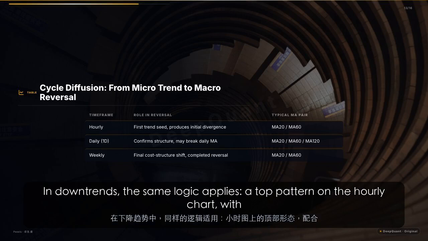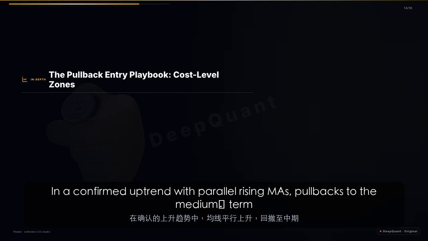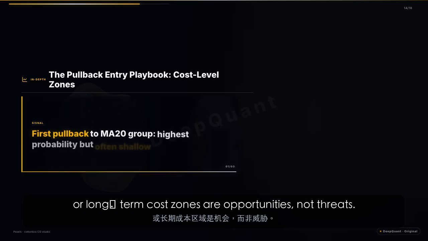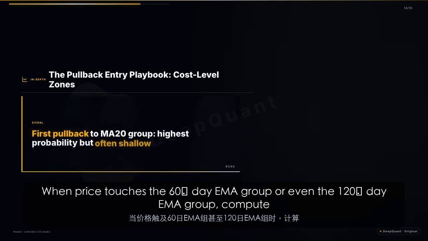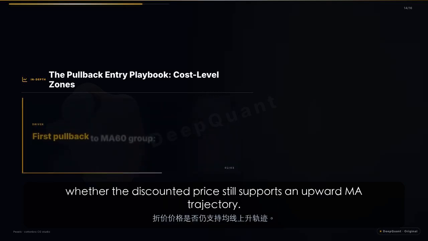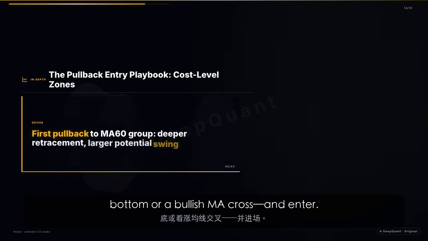In downtrends, the same logic applies. A top pattern on the hourly chart, with bearish MA alignment, provides the shorting opportunity. In a confirmed uptrend with parallel rising MAs, pullbacks to the medium-term or long-term cost zones are opportunities, not threats. When price touches the 60-day EMA group or even the 120-day EMA group, compute whether the discounted price still supports an upward MA trajectory. If yes, look for a minor bottom pattern on an hourly chart, such as a double bottom or a bullish MA cross, and enter.